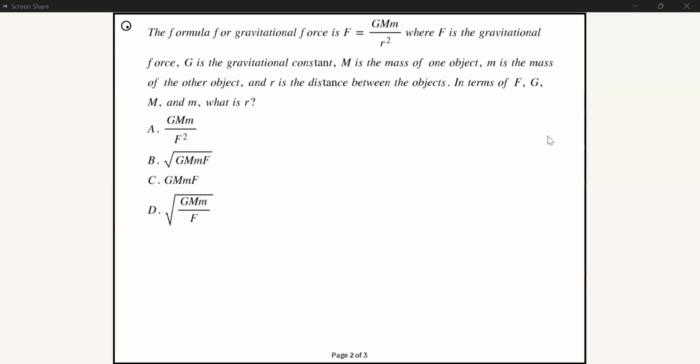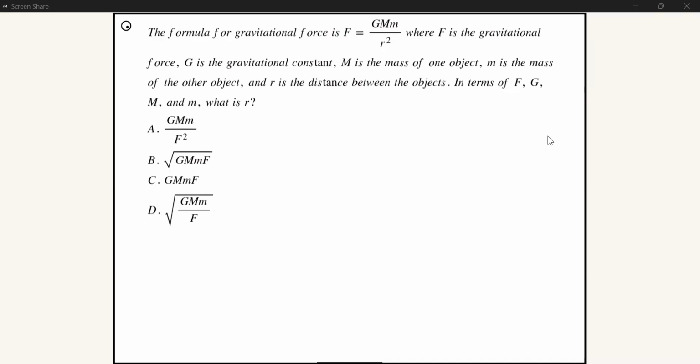Okay, so the formula for gravitational force is F equals G, capital M, lowercase m, all over r squared, where F is the gravitational force, G is the gravitational constant, M is the mass of one object, m is the mass of the other object, and r is the distance between the objects. In terms of F, G, M, and m, what is r?